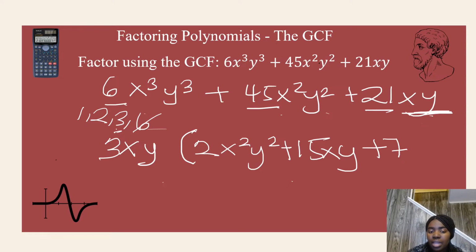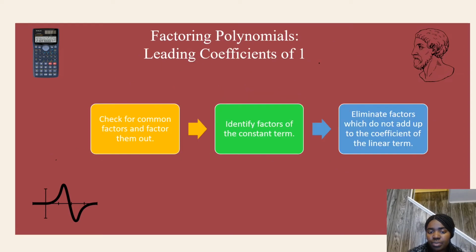And then to get x, I already have an x, so I just multiply this by 1, so I don't put anything there. And then y is already there, so 1. Don't put anything there. So if I multiply 3xy by 7, I just get 21xy. I have factored using the GCF. And that's it. So let's move on.